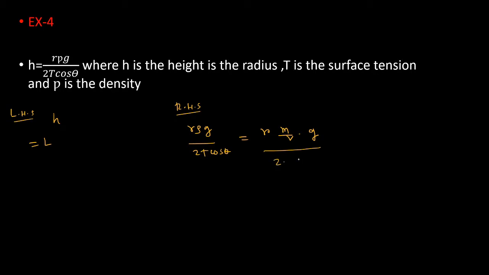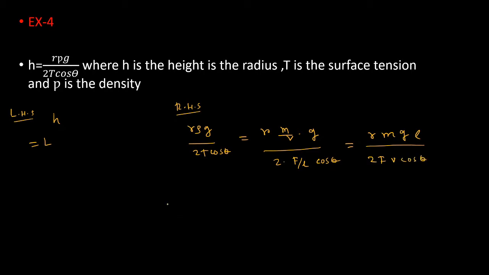What is T here? T is the surface tension. Do you know what is surface tension? That is force per unit length, into cos theta. Now if I write the complete equation, that will be R M G, L will go upside, by 2F into V cos theta.